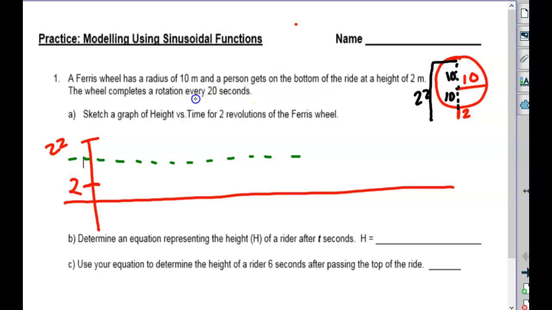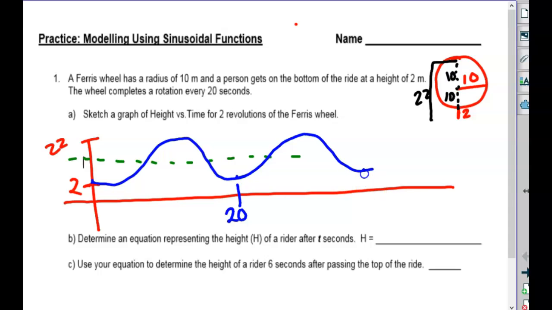The wheel completes a rotation every 20 seconds. Oh, wait a minute. It gets on at the bottom. Nice. What does that mean? We can do a negative cosine, and it completes a revolution in 20 seconds. Sketch a graph for 2 revolutions. Okay, we can do that.